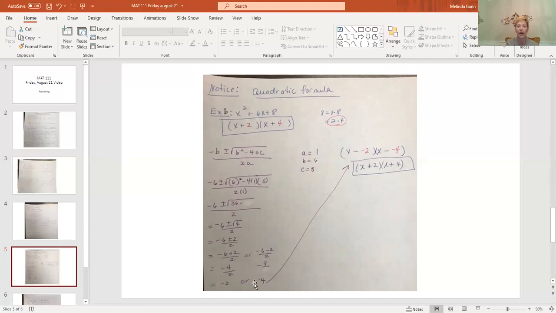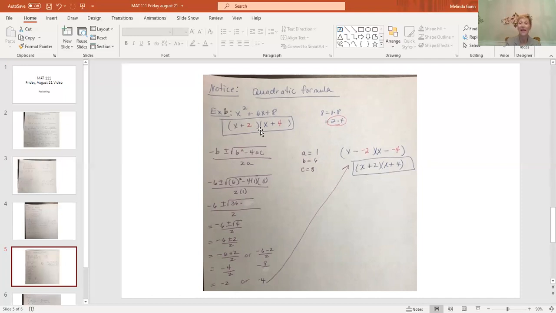Well, those are my 2 answers that come from the quadratic formula. So I just took the negative 2 and put it behind this minus, and I took the negative 4 and put it behind that minus. But what's the same thing as minus a negative? Plus a positive. So it took me longer, but I got the same answer doing it with the quadratic formula than I would have gotten using trial and error.